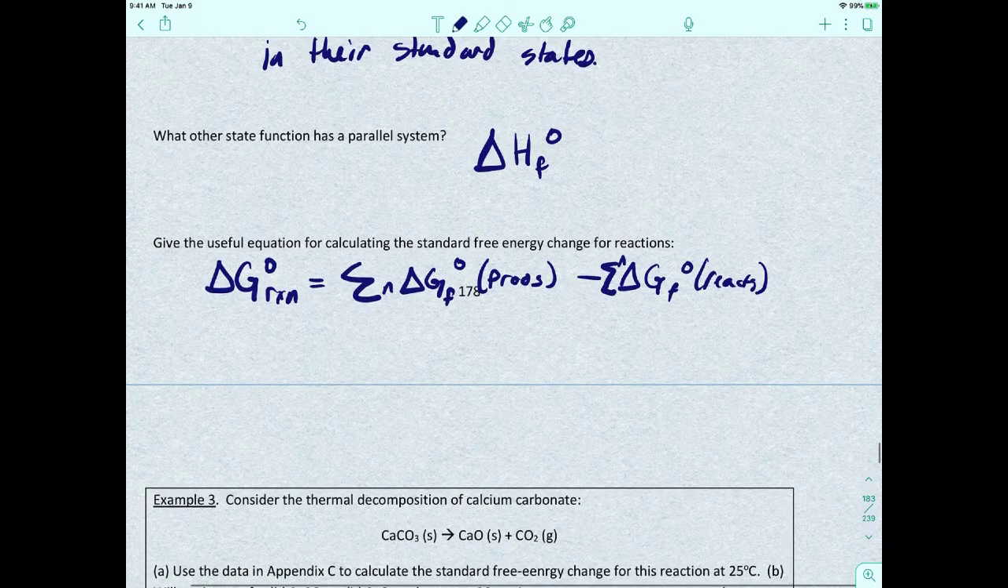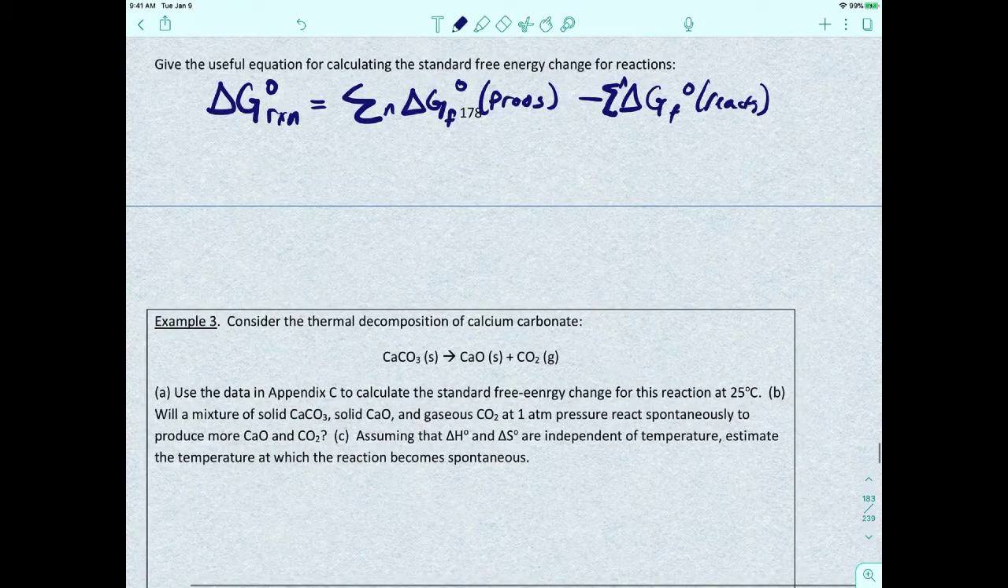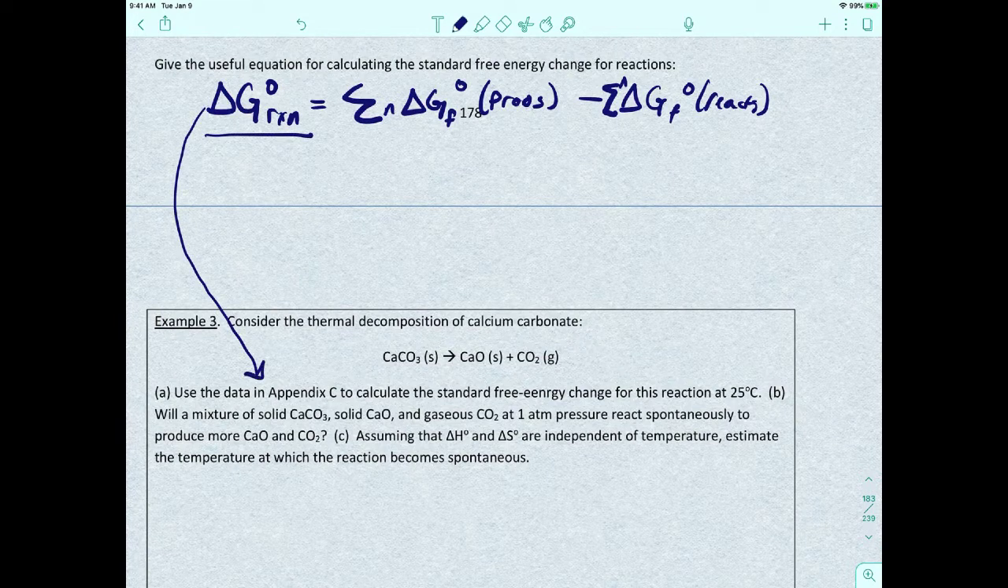All right, so we got another problem to deal with. Consider the thermal decomposition of calcium carbonate. And so this is the same reaction we've taken a look at. Part A, use the data in Appendix C to calculate the standard free energy change for this reaction at 25 degrees Celsius. Okay. So Part A, use this equation that we just talked about right here to calculate free energy. Okay, so all we have to do is look up those values, multiply them by the stoichiometric coefficients, and we're good.